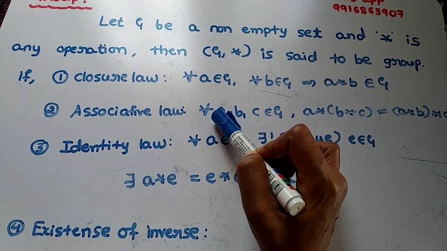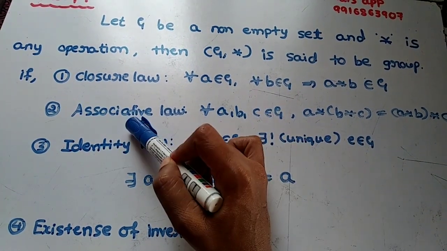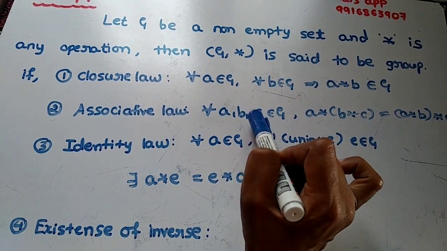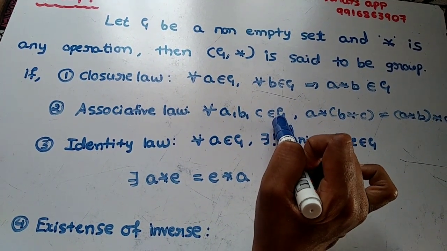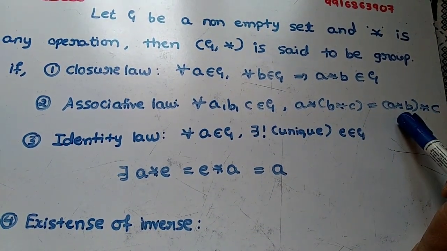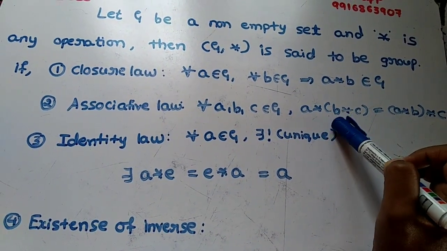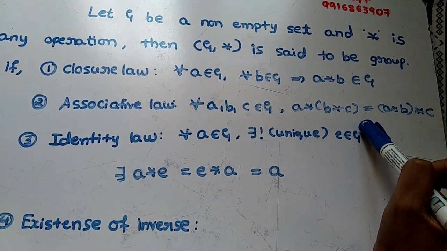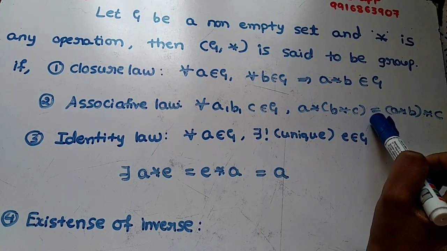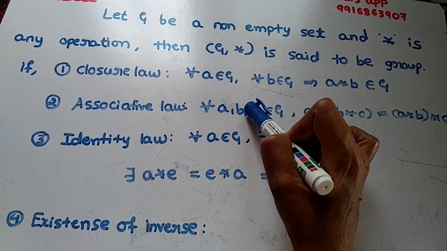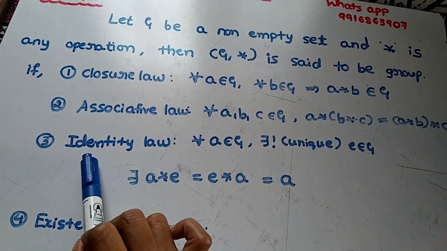Then we come to the associative law. In the associative law, we have to take three elements a, b, c, which are also from the given set. The condition is: (a star b) star c is equal to a star (b star c). If this condition is satisfied, then the associative law is satisfied.